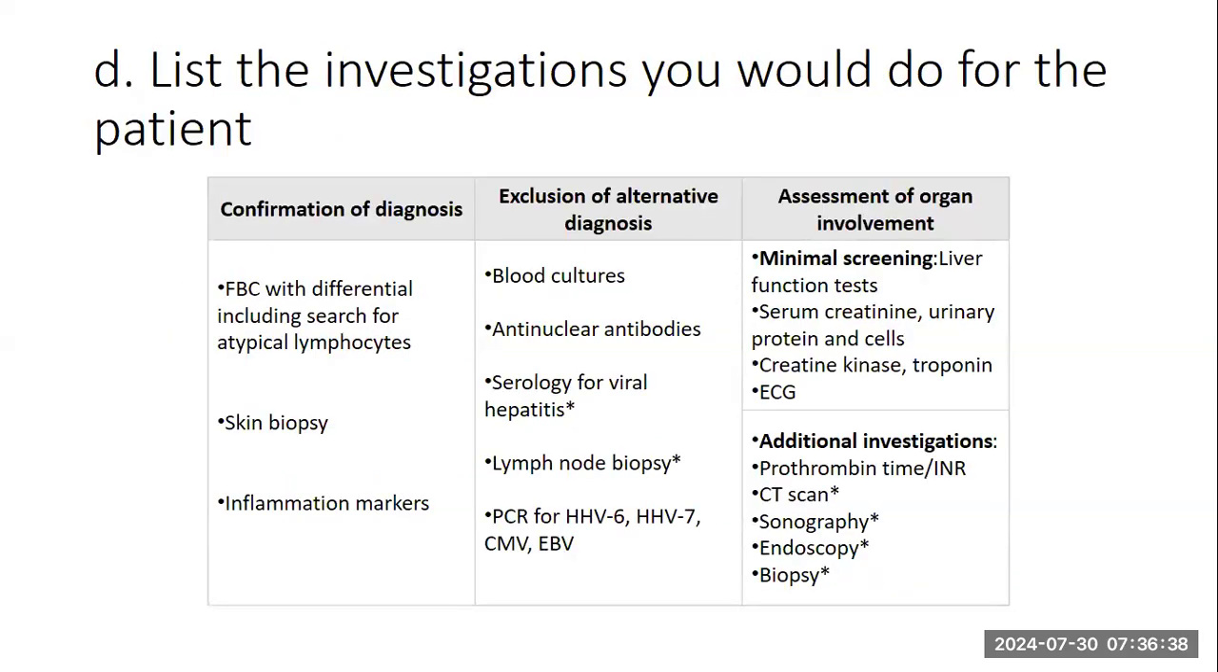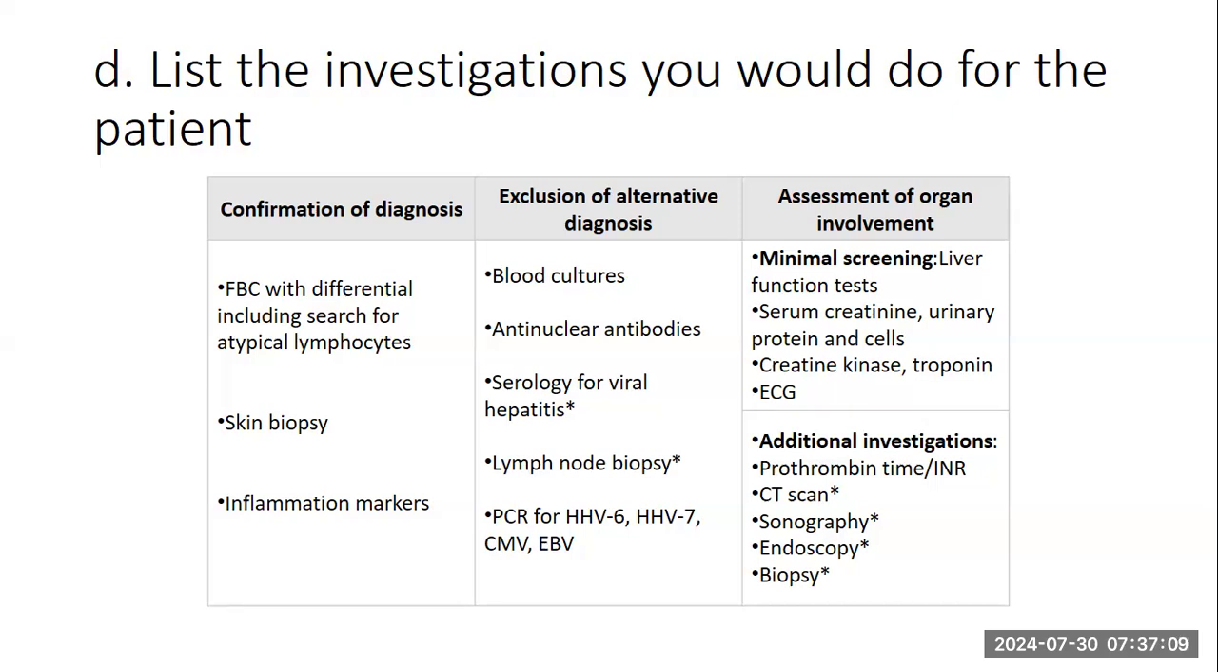Now, the other question is, list the investigations you will do for the patient. Now, this patient presents with skin eruption. And what do you do? First of all, you may have to do a full blood count. Sometimes the full blood count can help us, especially now that we are thinking of nevirapine-induced DRESS. So the full blood count may show leukocytosis and atypical lymphocytosis or eosinophilia. That will help you to point towards DRESS.